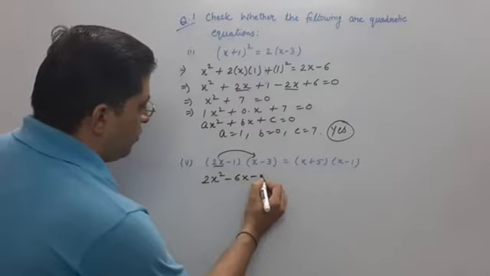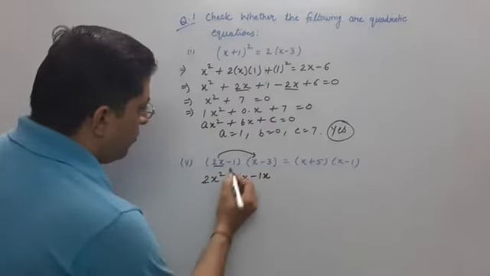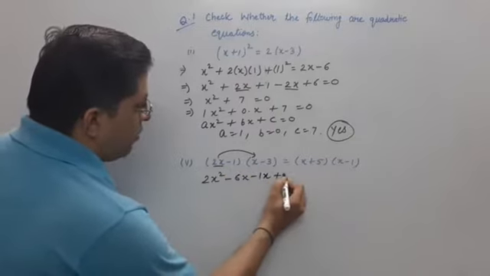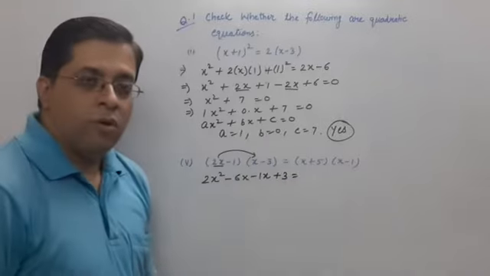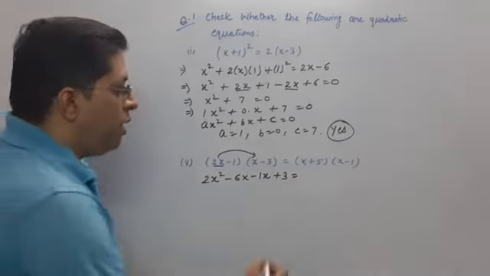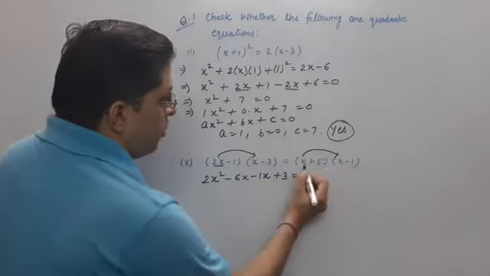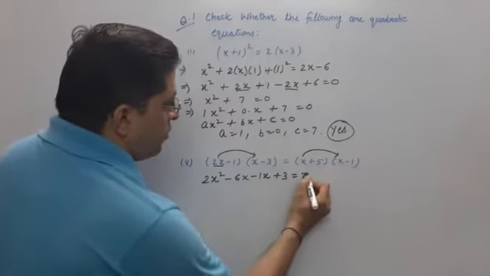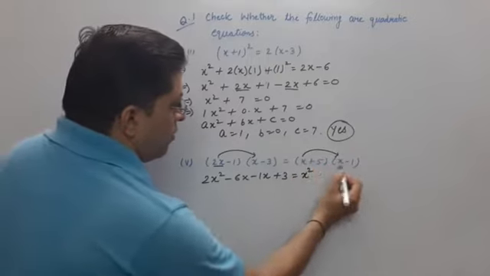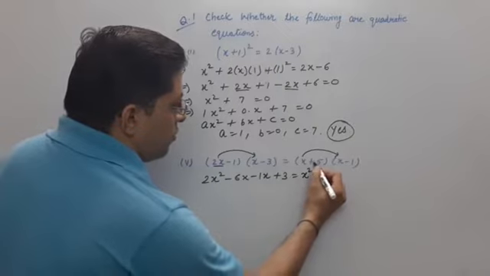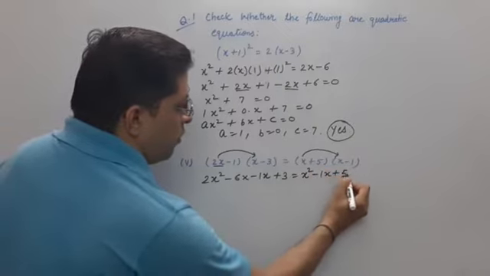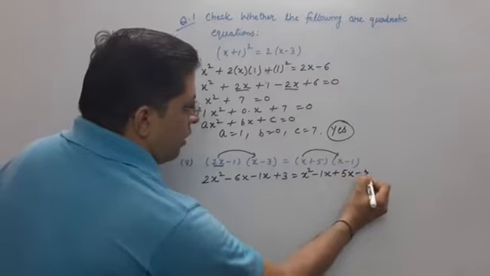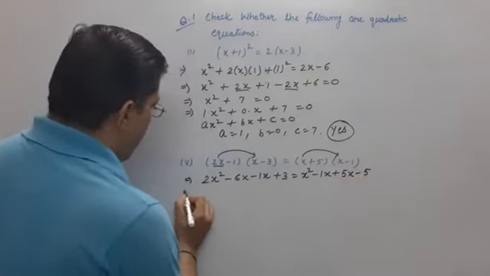Minus 1 into x is minus 1x, and minus and minus will become plus 3. Okay. Here again I am doing the same thing using the distributive property. x into x is x square, this is minus 1x, this is plus 5x, and here minus 5.